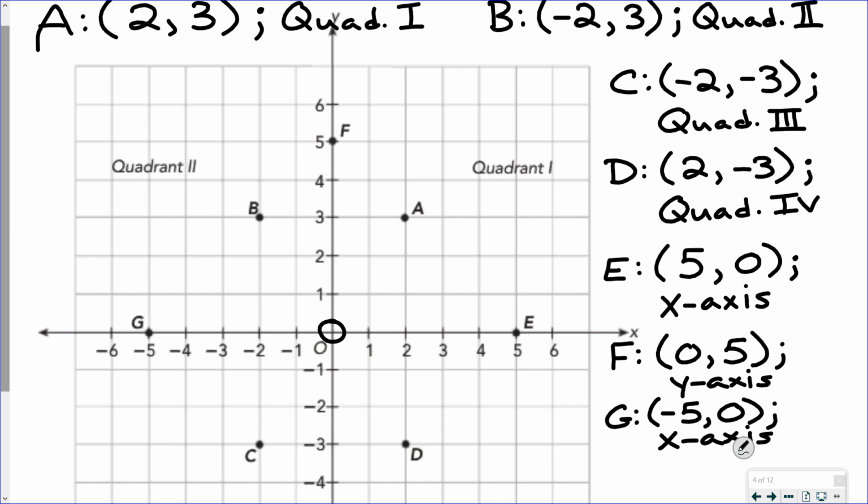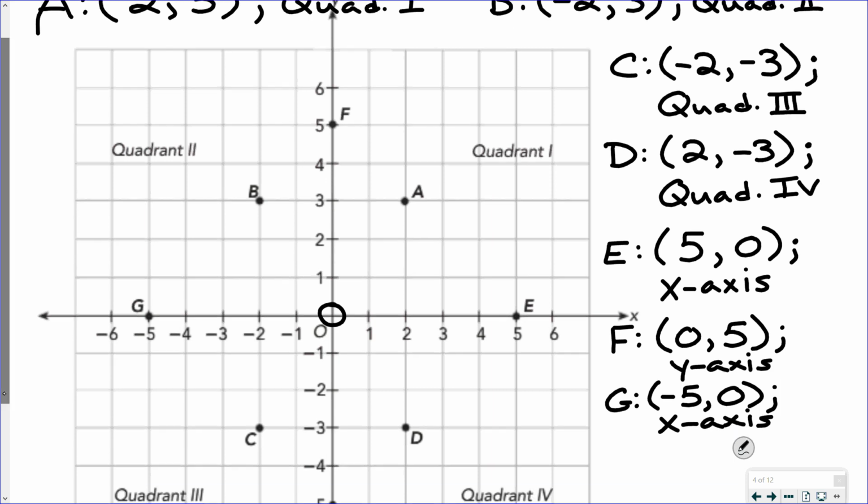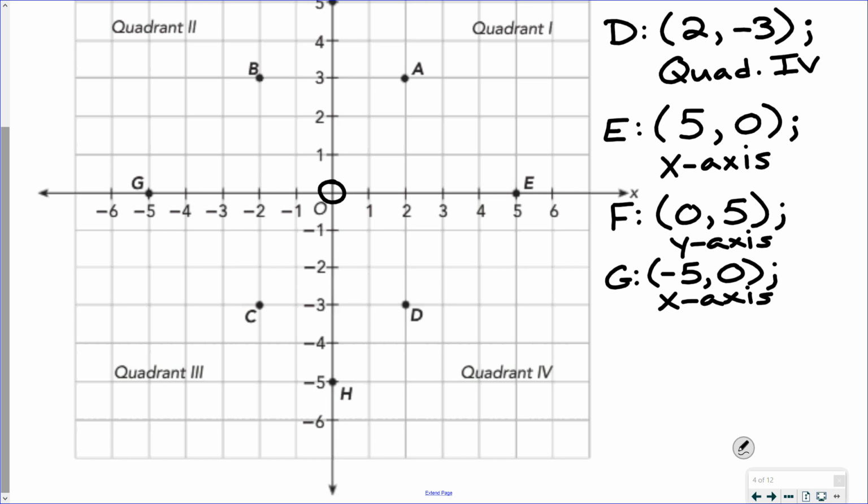x-axis. And then our final point, which is down here, so I need to scroll down. There's H. You can see H down here at the bottom. I don't move from the origin to the left or to the right, so my x-coordinate is 0. I move down 5 places, so the y-coordinate is -5, and that puts H on the y-axis. So those are our ordered pairs and our locations for these points.